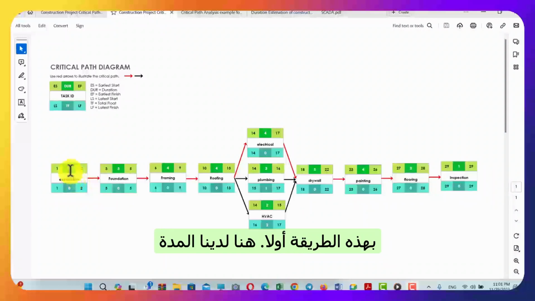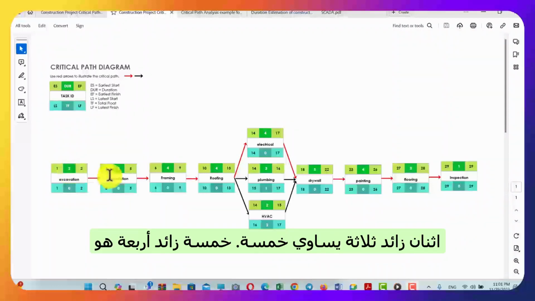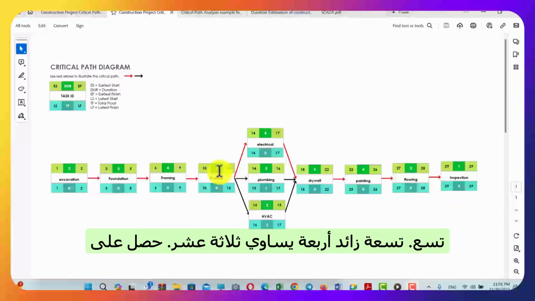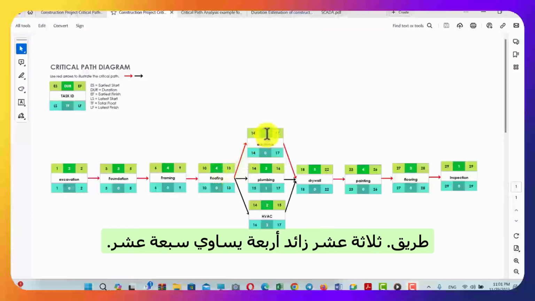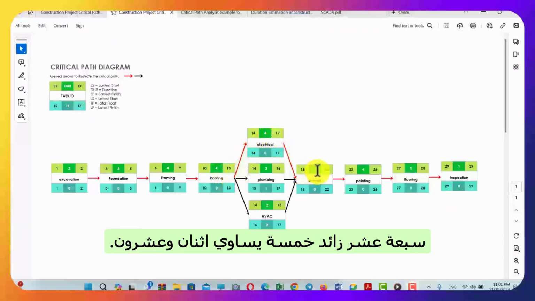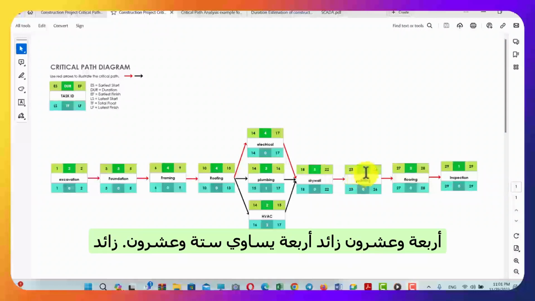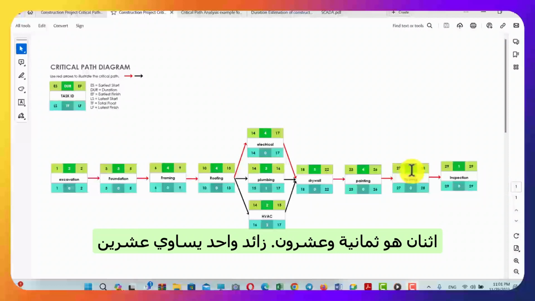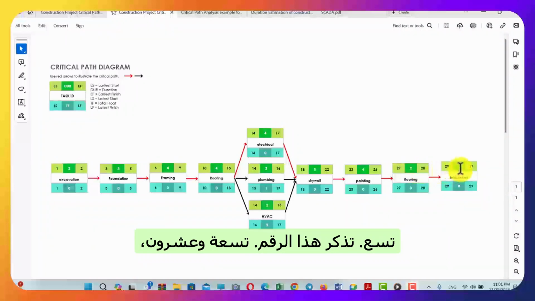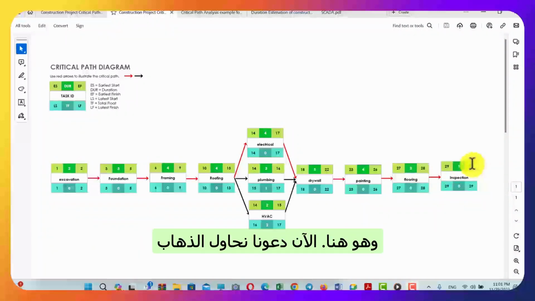Let's go this way first. Here we have the duration 2 plus 3 is 5. 5 plus 4 is 9. 9 plus 4 is 13. Go this way. 13 plus 4 is 17. 17 plus 5 is 22. Plus 4 is 26. Plus 2 is 28. Plus 1 is 29. Remember this number, 29, which is here.